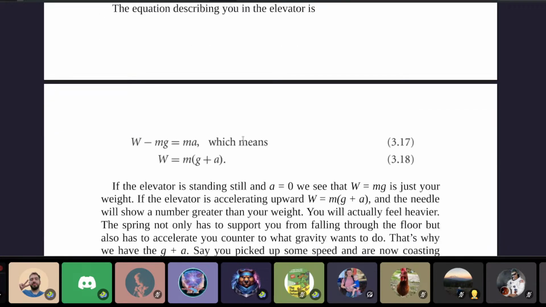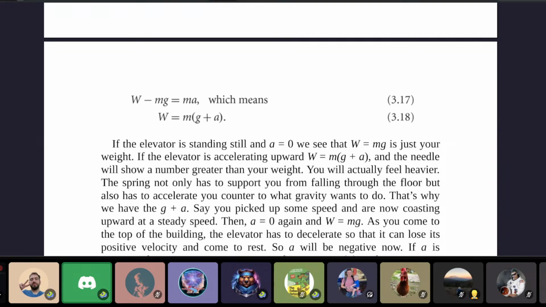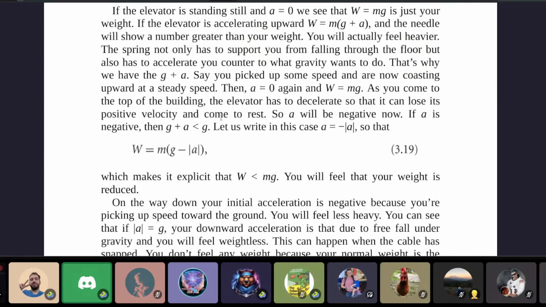Good? Yeah. So the equation describing you in the elevator is weight minus mass times g equals ma, which means W equals m times (g plus a), total acceleration. If the elevator is standing still and a equals 0, we see that W equals mg, which is just your weight. If the elevator is accelerating upward, W equals mass times gravity down plus the upward acceleration. And the needle will show a number greater than your weight. It will actually feel heavier.